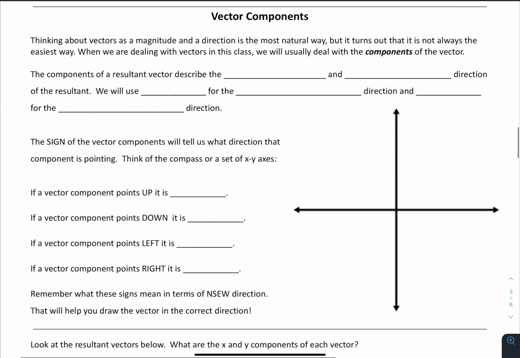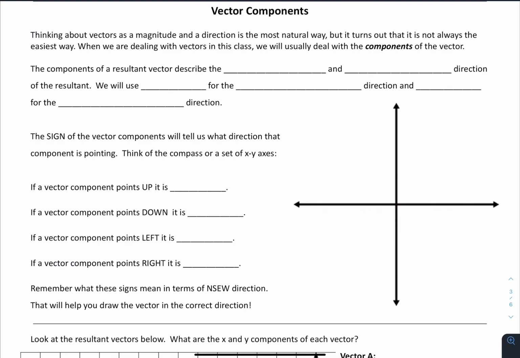All right, so now let's talk a little bit about signs, about the direction. Thinking about vectors as magnitudes and directions is natural, but you sometimes want to think about them as the pieces that came together to build that vector. For that, we usually describe a vector not as north, south, east, west, although we will do some of that, but we usually describe them in terms of horizontal and vertical directions. As always, we're going to use X to represent horizontal direction, and we're going to use Y to represent our vertical direction. So the sign is what's going to tell us whether it's up, down, left, or right in terms of X and Y. So I've got two axes here. This is our Y axis and this is our X.